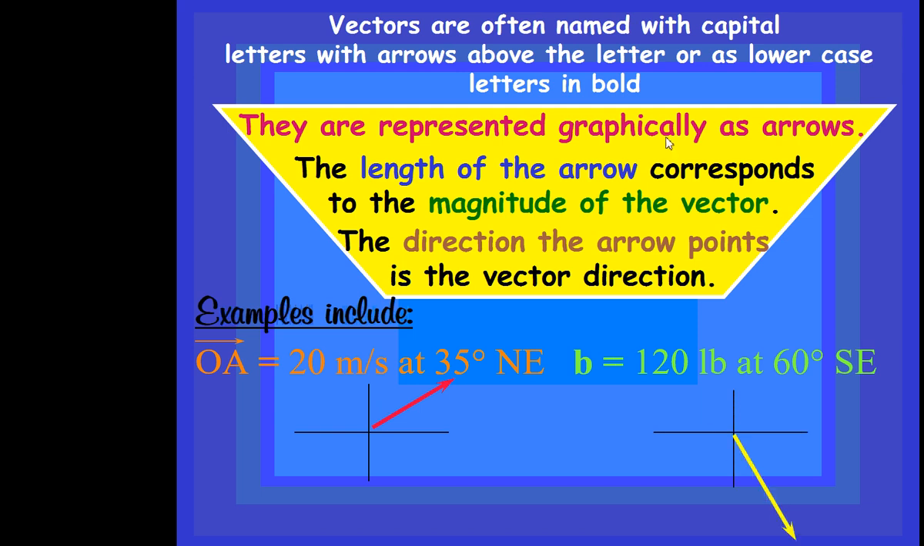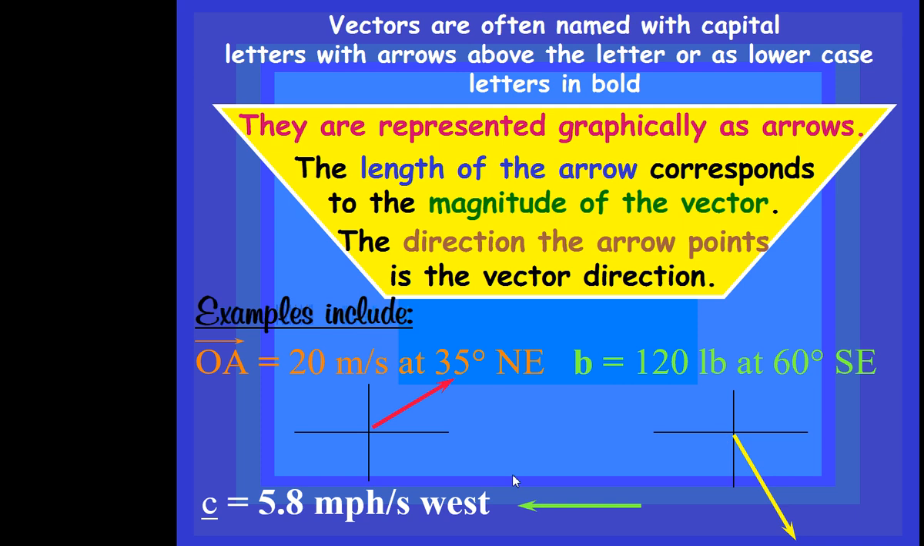Another one is, so remember, sometimes they can be lowercase letters in bold. So here's an example of a vector written in uppercase letters with an arrow, or a lowercase single letter, but in bold, indicates that it's a vector. So it has to be drawn thick. So b equals 120 knots at 60 degrees southeast. So 60 degrees southeast down here, and the length of this vector would be 120.